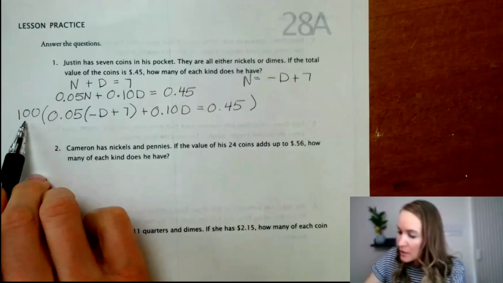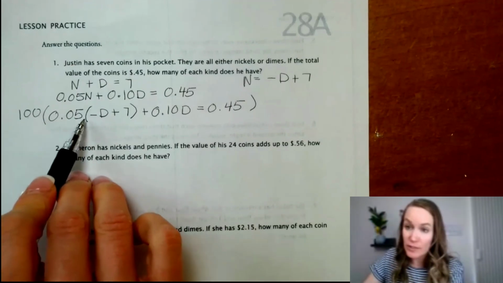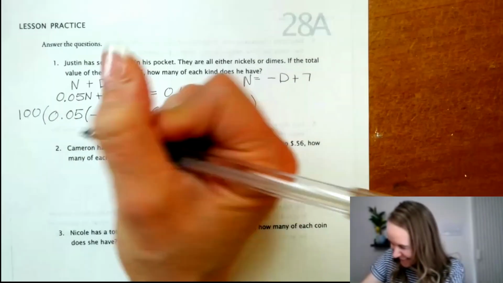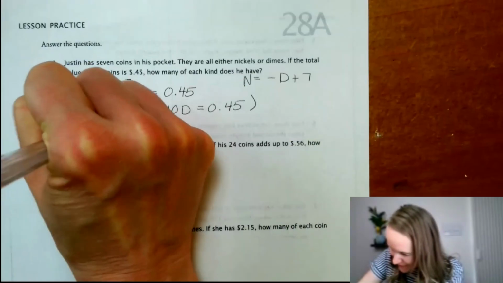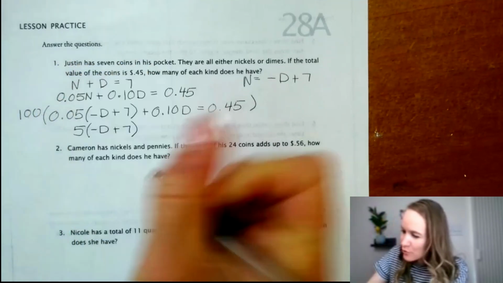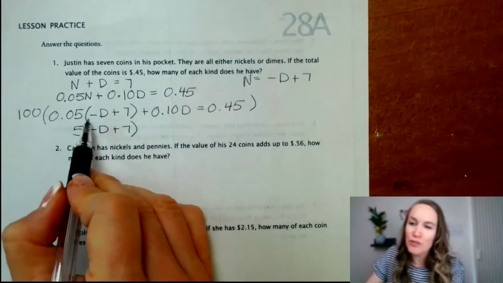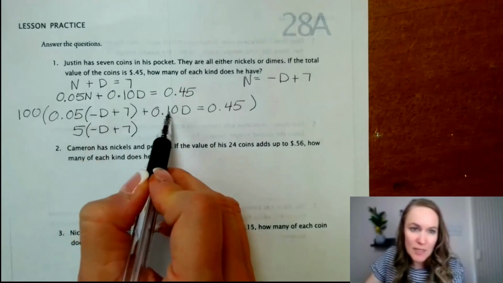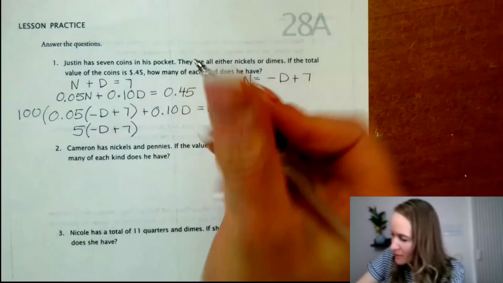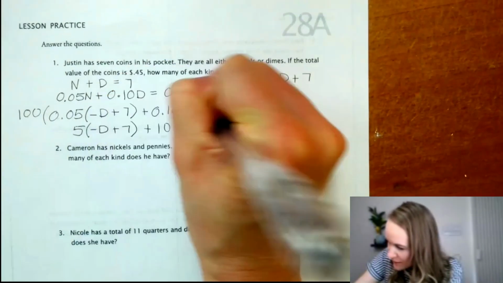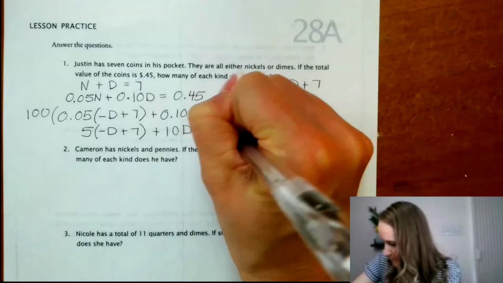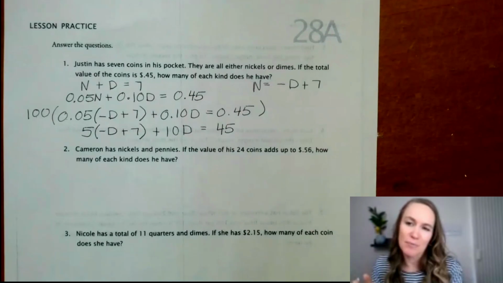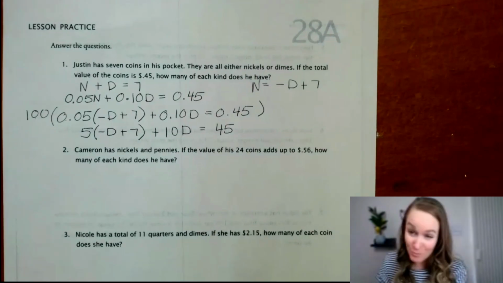So that's going to give me 100 times 0.05 is just 5. I said that right? So 5 times -d plus 7. Remember, this is all one term because terms are separated by pluses and minuses. And then 100 times 0.1 is 10. So plus 10d equals 45. Okay, so it's a little less messy because now I don't have any decimals to deal with. I just have whole numbers.